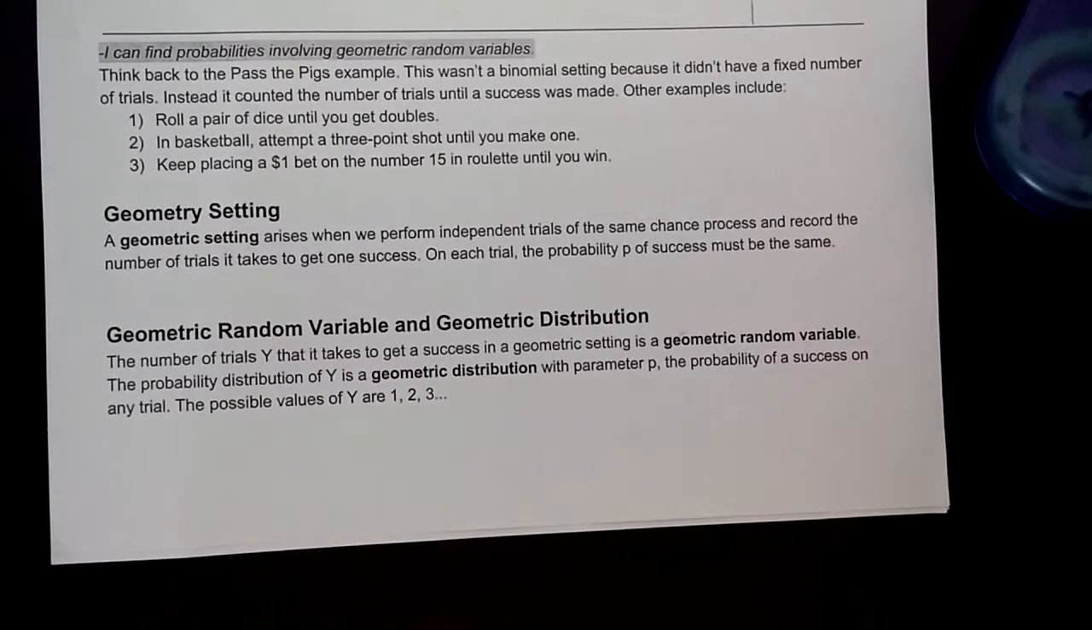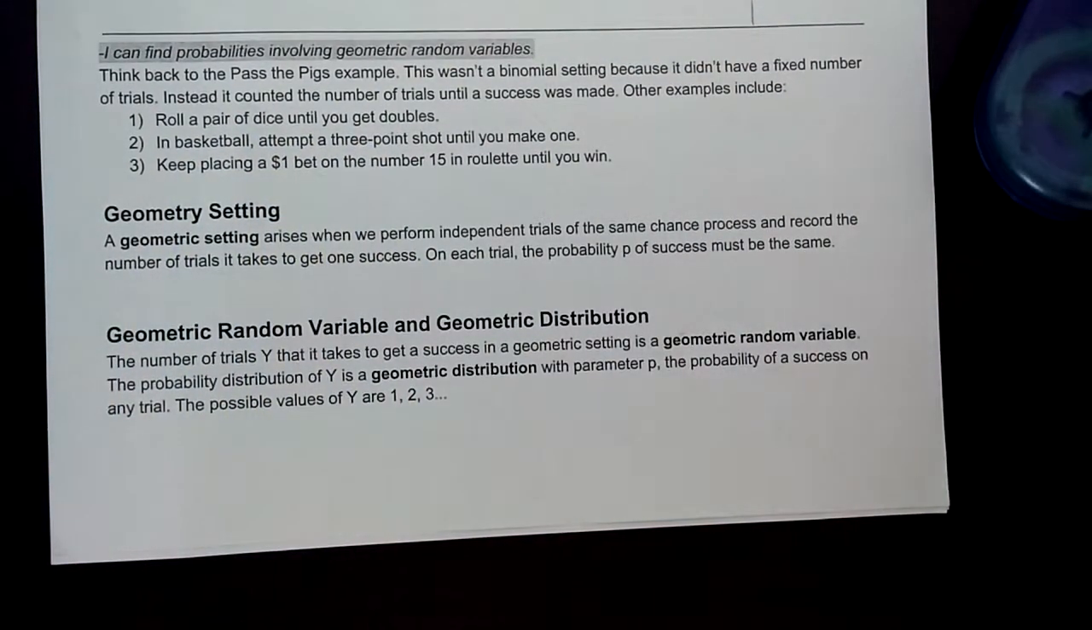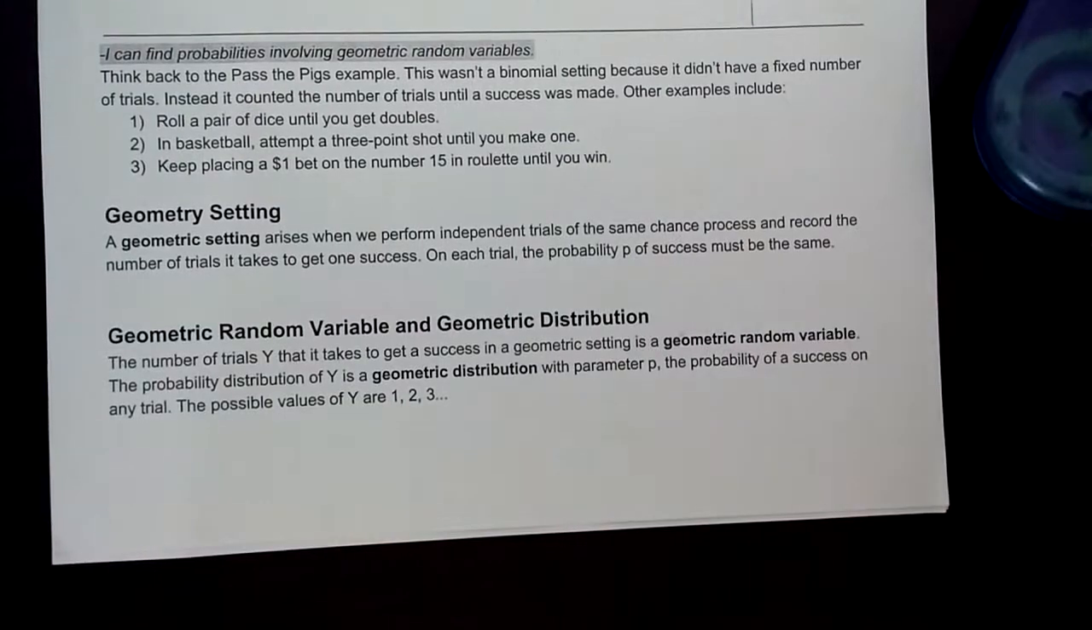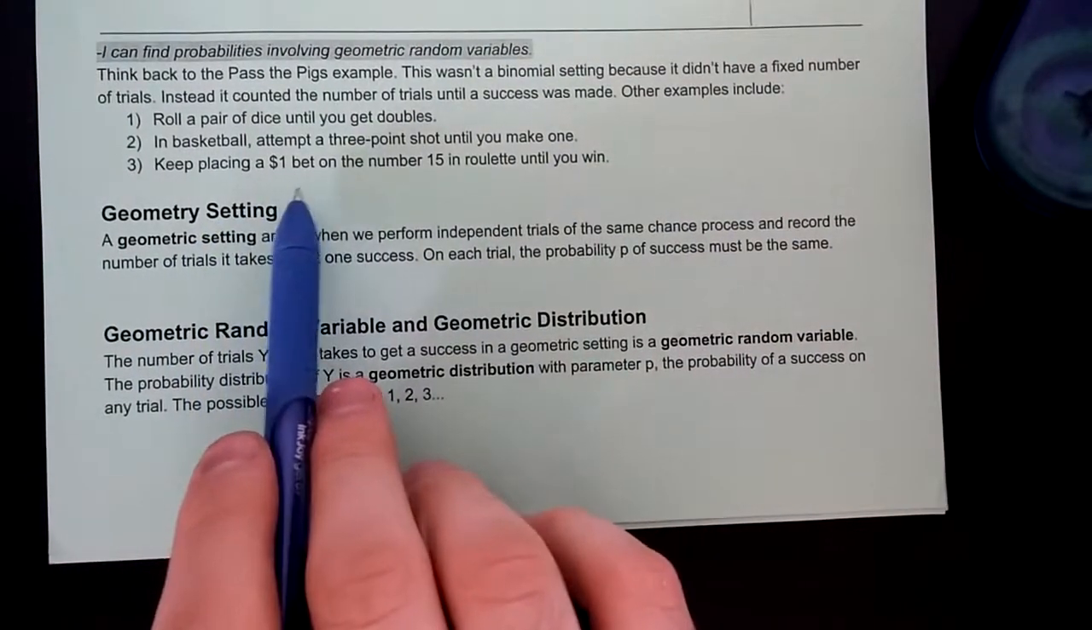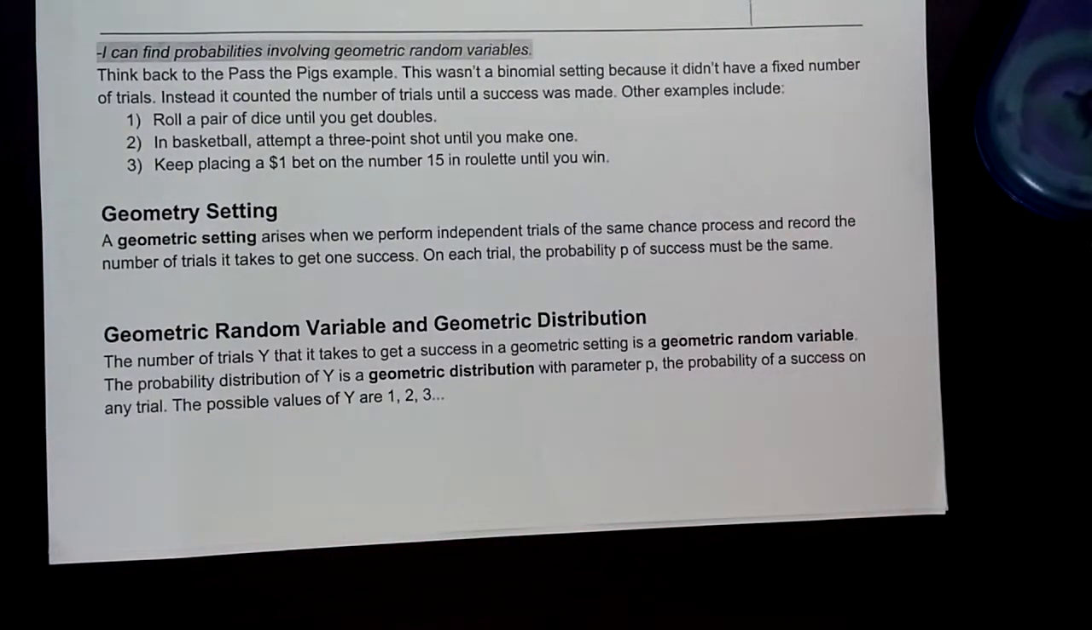The number of trials is not fixed beforehand. You're deciding based on how many times it takes you to be successful. So an example could be rolling a pair of dice until you get doubles, similar to a Monopoly game. You count how many times it takes you to roll doubles. In basketball, attempting a three-point shot until you make one. Keep placing a $1 bet on number 15 in roulette until you win. So in all these settings, you stop counting once you are successful.